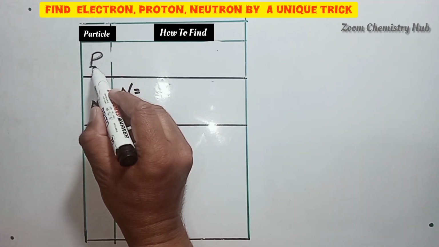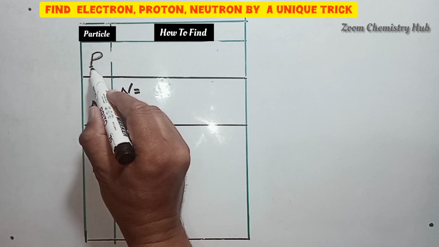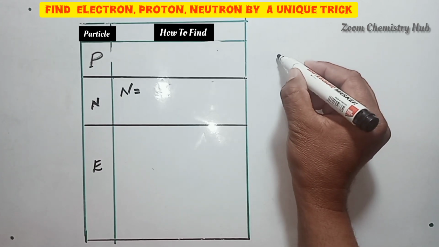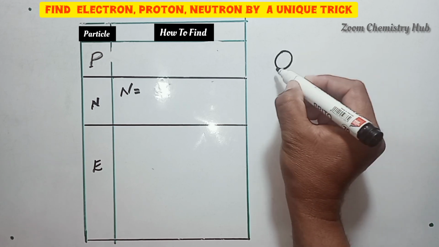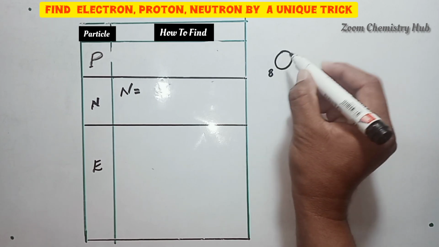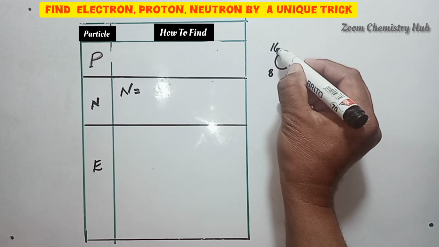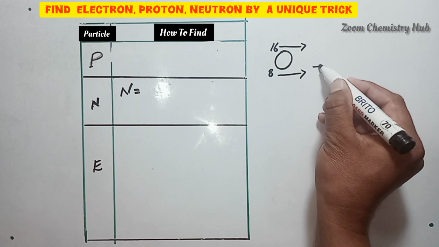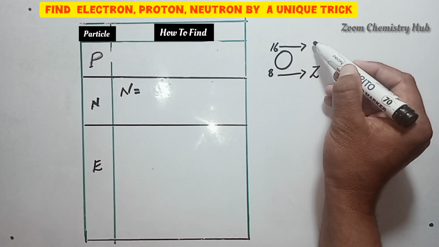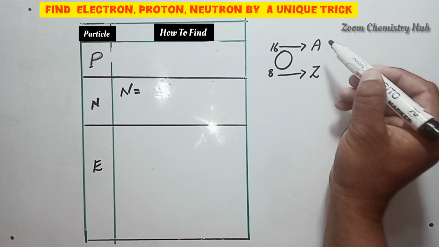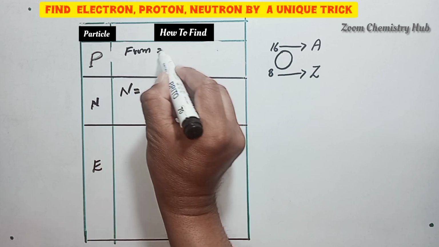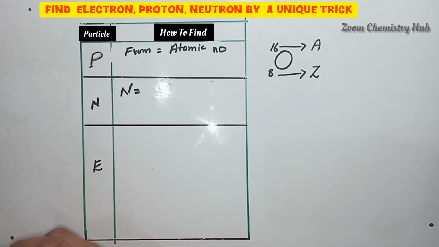First we will take the number of proton. How can we find the number of proton? We have an example of oxygen atom. Its atomic number is 8 and its mass number is 16, and the atomic number is represented by capital Z and mass number is represented by capital A. We can find the number of proton from the atomic number. We always find the number of proton from the atomic number.